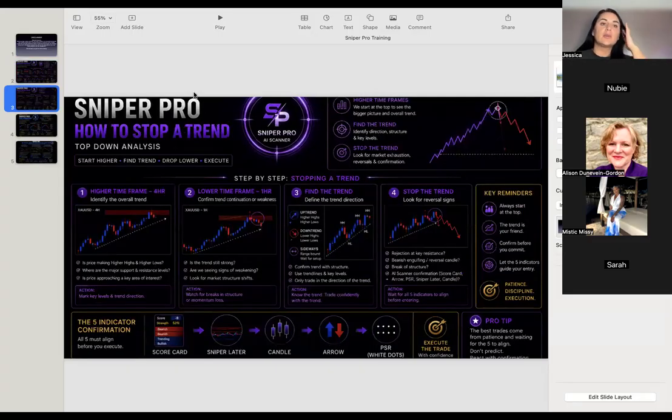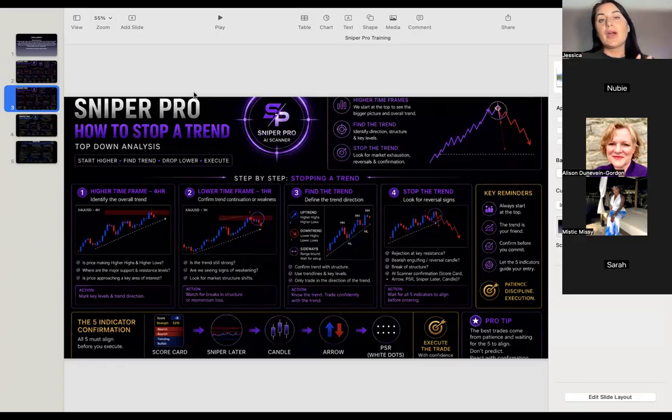The second session that I did was how to spot a trend. So guys, Sniper Pro gives you the opportunity to trade with trend and trade counter trend. So what do I mean by that? So if the trend is bullish, so in a buy direction, you can be a trader that says, I'm only going to place trades along with trend. So you would only be placing buys.